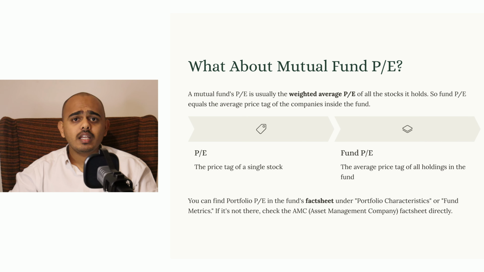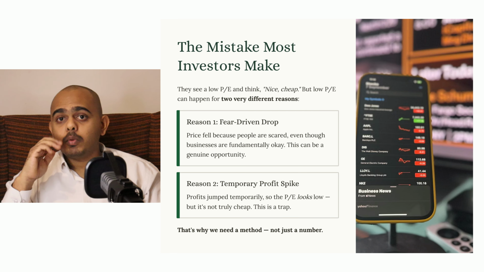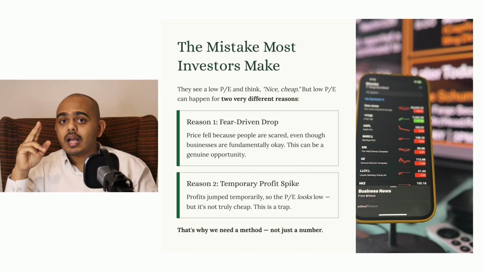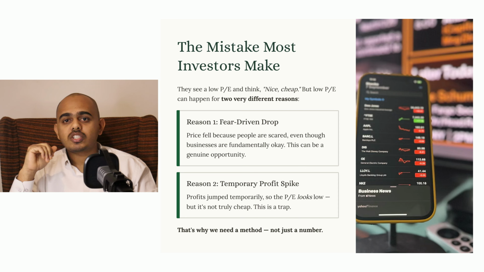Now, here is the key mistake most investors make. They see a low PE and think, nice and cheap. But low PE can happen for two different reasons. Number one, the price fell because people are scared even though businesses are okay. Number two, profit jumped temporarily. So PE looks low, but it's not truly cheap. That's why we use a method. Here's a simple three-step method.